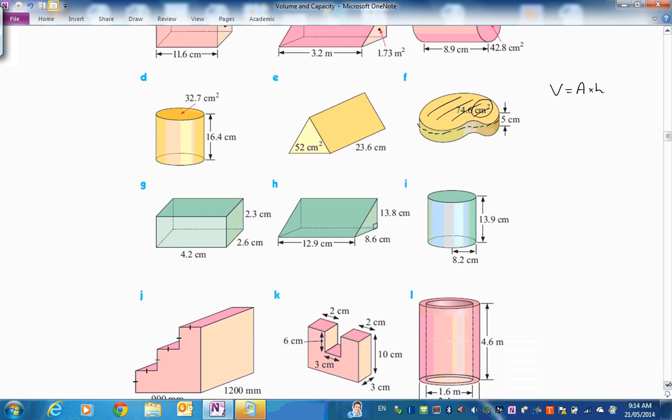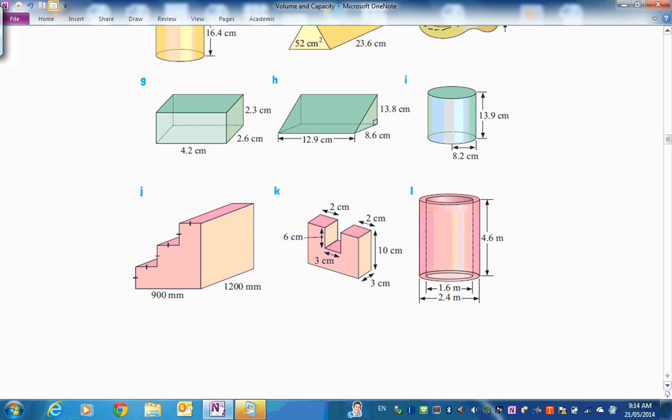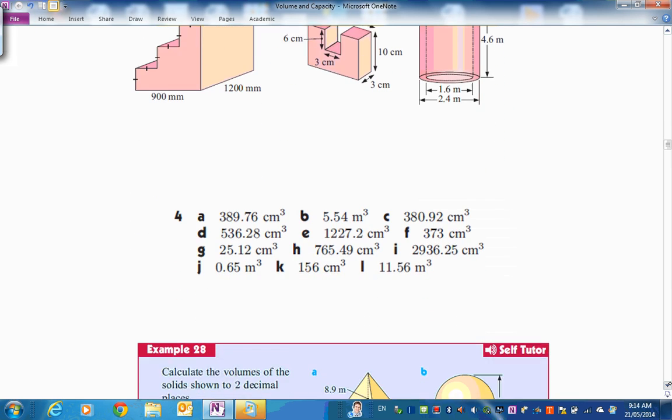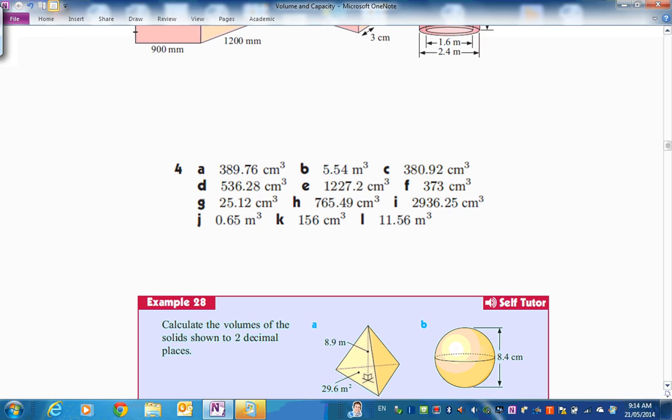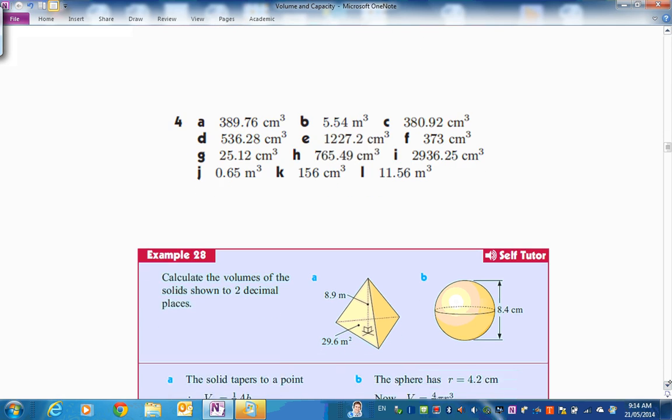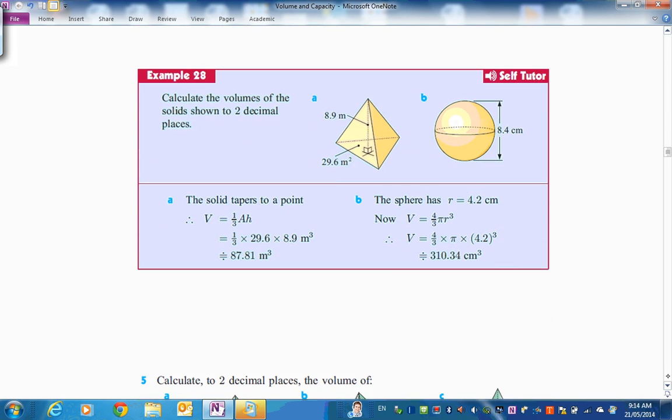We'll just bring up the other parts here. Okay, and then I'm going to ask you to mark your work. So I'm going to show you the answers now. Come down, have a look. Here are the answers. Okay, so mark your work. We're going to move on to non-uniform solids now, as you might have gathered. And here's the next set.